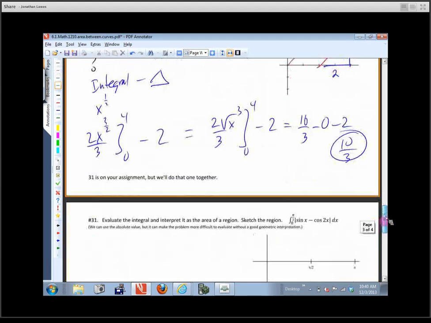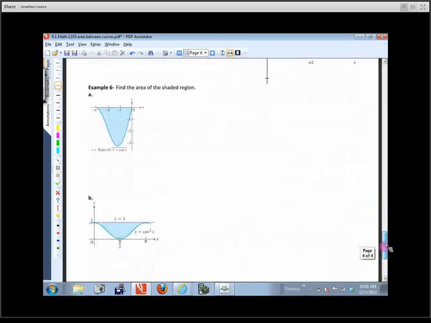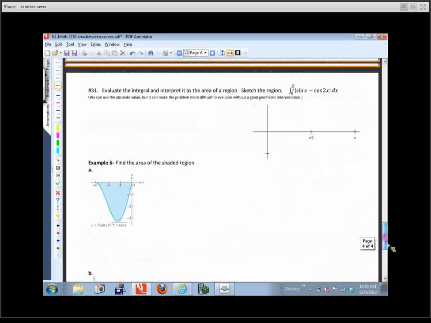Okay. Is this the last page? It is. Good. We got time.